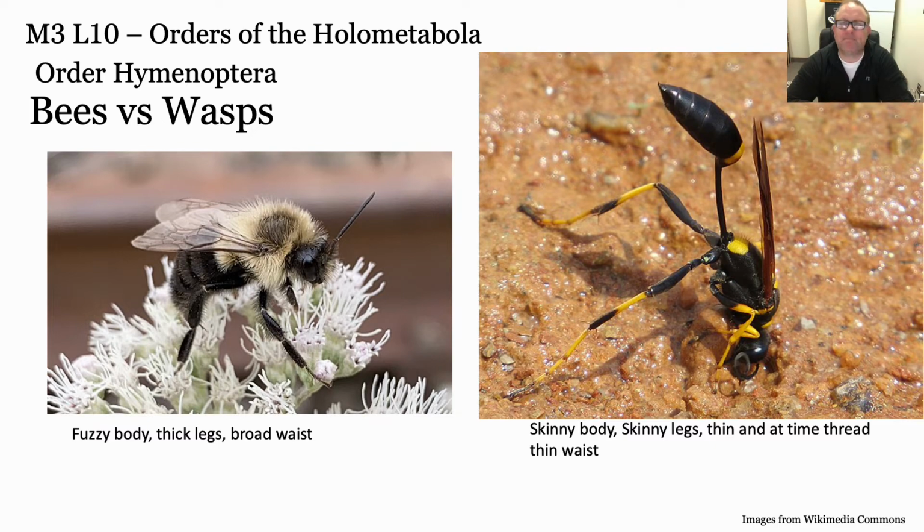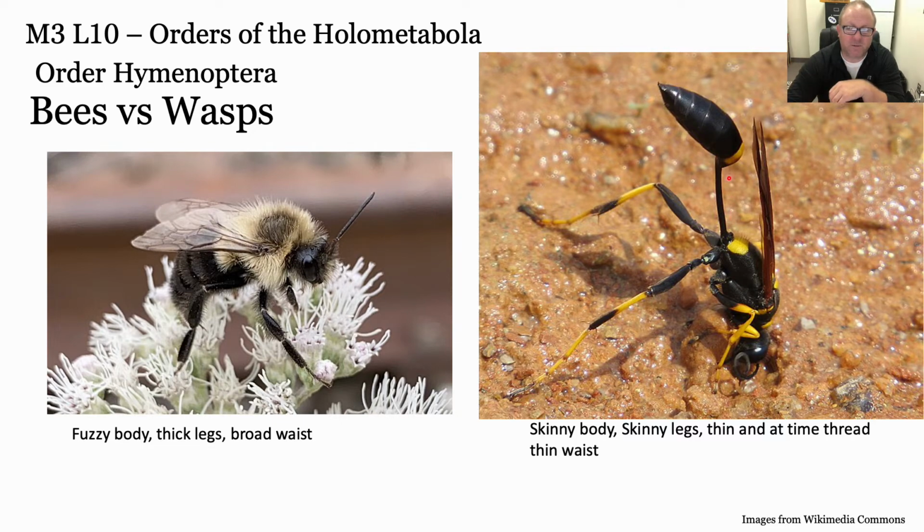Generally speaking, well, to be honest, wasp isn't a great term. Bees, not a great term. There's a lot of diversity, a lot of different groups in these things they call bees and wasps. But in a generalized sense, bees are fuzzy, thick legs, broad waist, kind of cool in that regard. Wasps are skinny body, skinny legs, thin waist, especially this one.